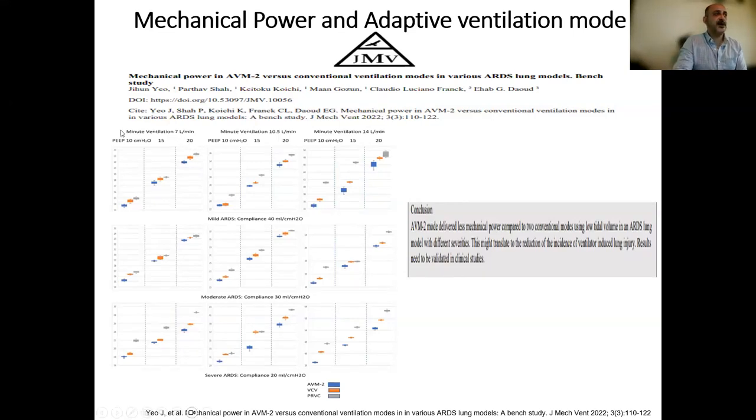And we did the same minute ventilation: 100%, which gives 7 liters, 150% gives 10.5 liters, and 200%, 14 liters per minute. And again, we did it with different PEEPs, PEEP of 10, 15, 20. And again, the blue is the AVM, the orange is the volume controlled, and the gray here is the pressure regulated volume control. Again, you can notice that in every single experiment, the adaptive ventilation mode produced less mechanical power.